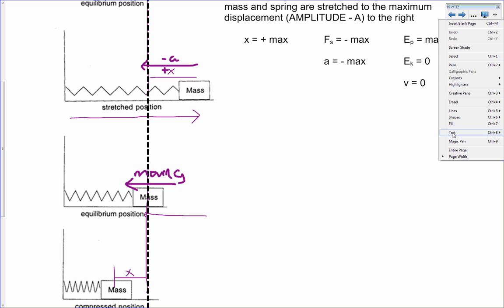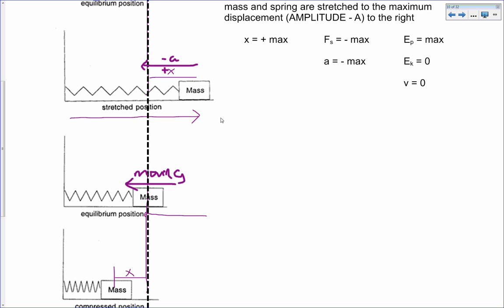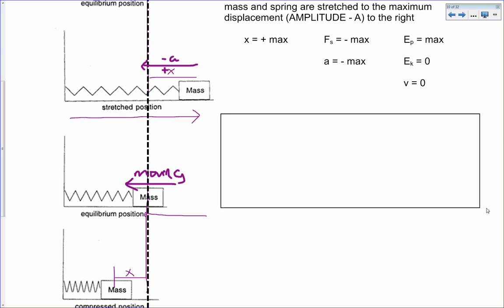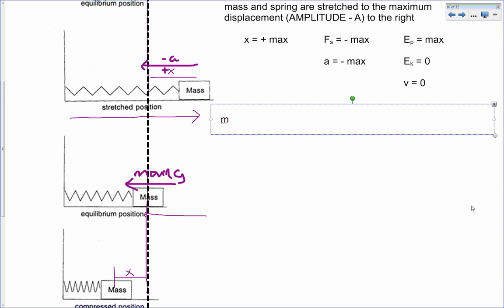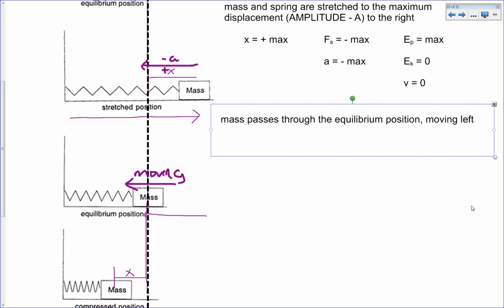If it's moving to the left through its equilibrium position, that says a little about what's going on in terms of forces and energy. So the mass passes through the equilibrium position, moving left. Its displacement equals 0, because x is a measure of how far it's been pulled from its equilibrium position. If it's at the equilibrium position, it has no displacement.